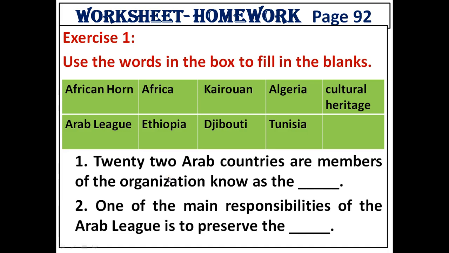Now the first sentence given to you is: 22 Arab countries are members of the organization known as the dash. These 22 Arab countries are the members of the organization. The organization is known as what? That you are going to answer here from the words of the table. The next is: one of the main responsibilities of the Arab League is to preserve the dash. Here you have to write the answer again from the table given above.